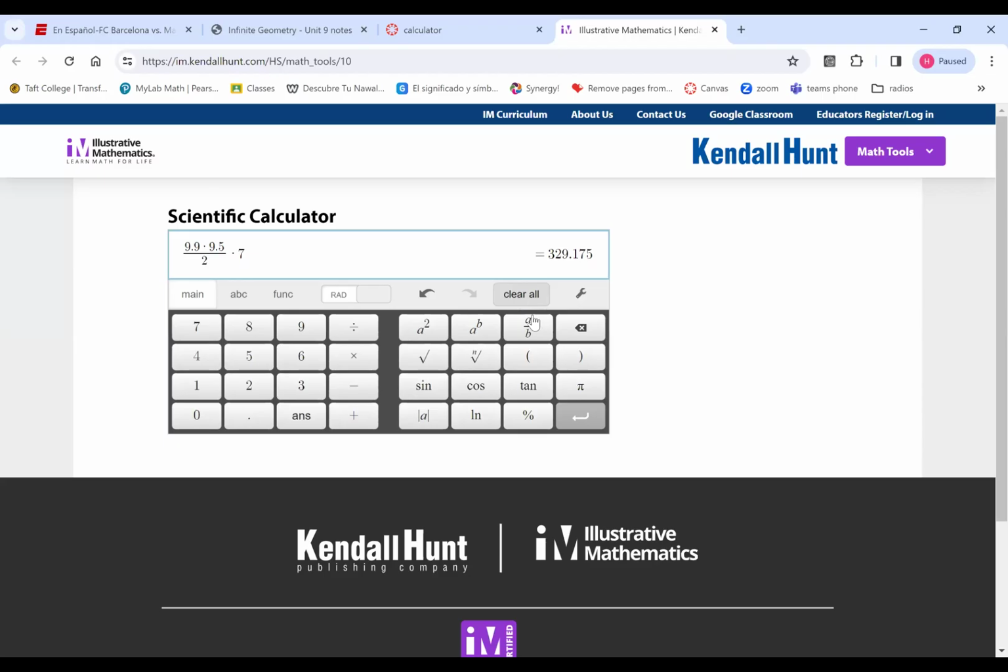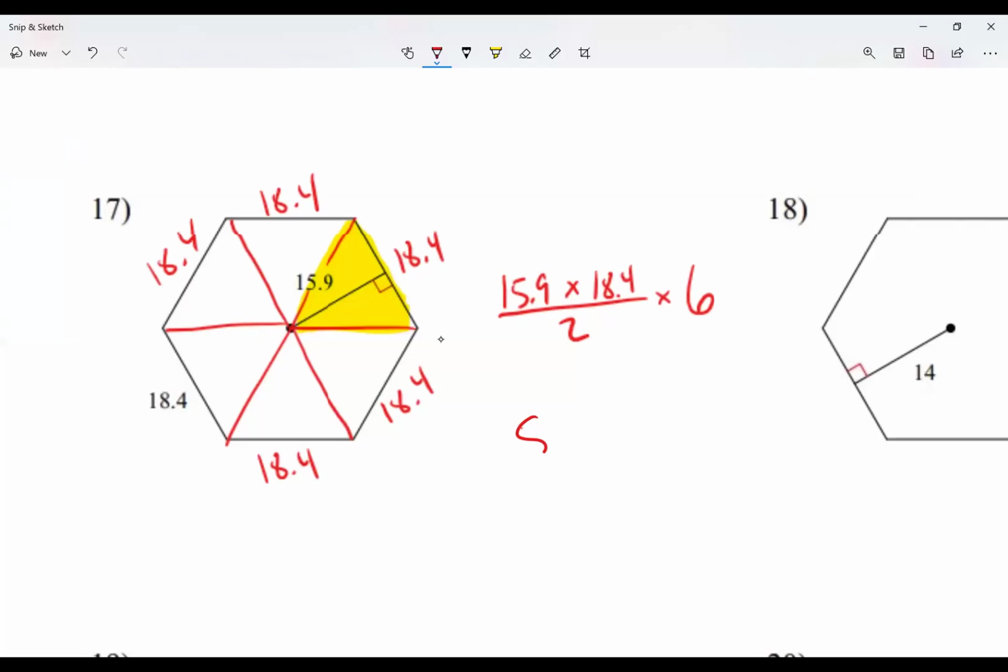So let me clear this out. Again, I'm going to do a fraction. And I have 15.9 times 18.4. Now at the bottom, let me divide this by 2. Let me click here at the side. And I'm going to go times 6. And I see my answer here. Remember, I have to round to 1 decimal place. The 8 is big enough, so the 8 pushes the 6 up. So my answer would be 877.7. So 877.7.